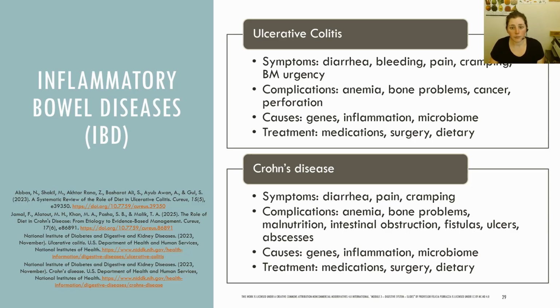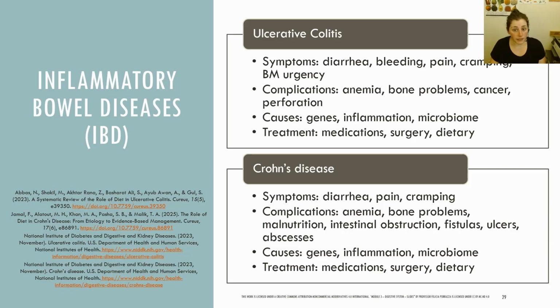Symptoms can vary, but include diarrhea, bloody stool, abdominal pain and cramping, bowel movement urgency, fatigue, nausea, vomiting, and weight loss. Complications include anemia, bone problems, colorectal cancer, perforation, and severe rectal bleeding. Although the cause of UC is unknown, genes can play a role along with abnormal reactions of the immune system, causing inflammation and ulcers on the inner lining of the large intestine. Additionally, microbiome differences in the environment can play a role.